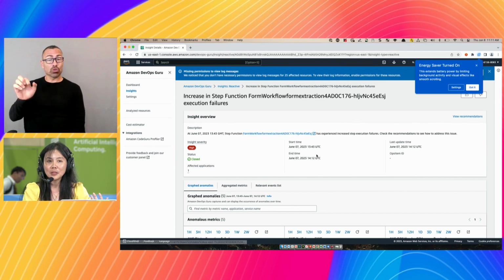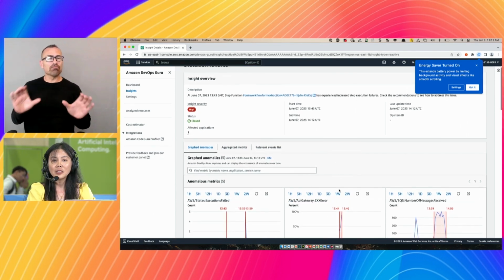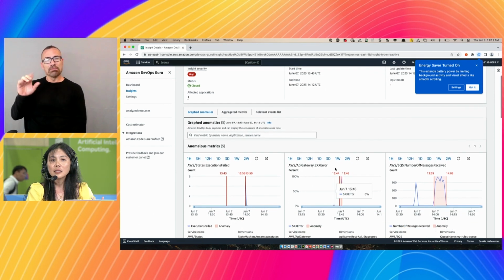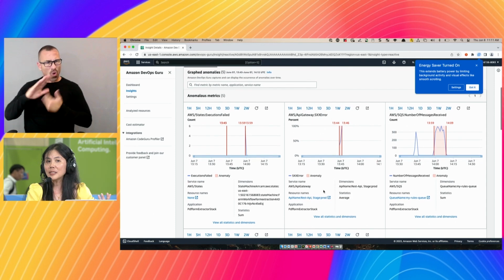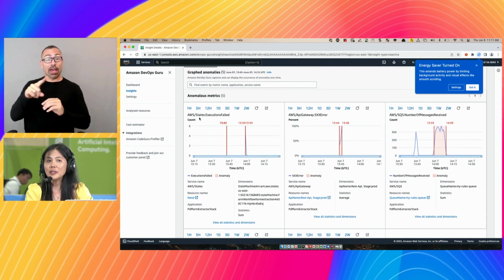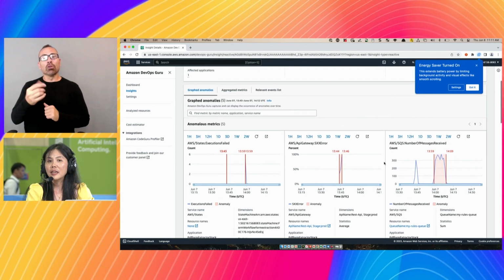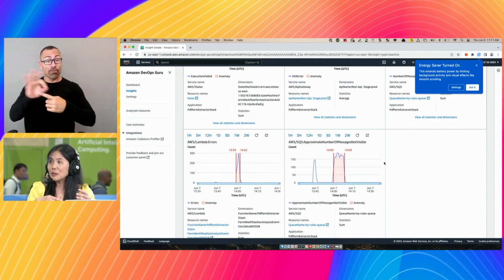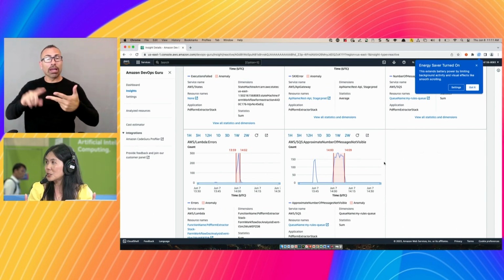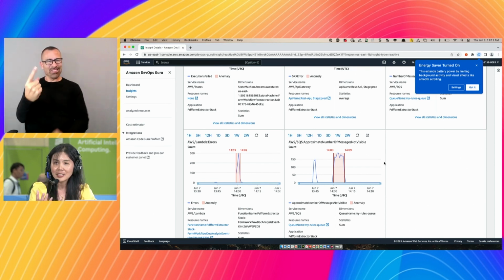If you come into the reactive insight, you're going to see that it has all the metrics that the model thinks are anomalies. It's metrics from different services, right? This is the state machine or Step Functions, API Gateway, SQS, right? And then the service puts it in one single page, so it makes it easy for anybody to just come into the one single page and see the problem.